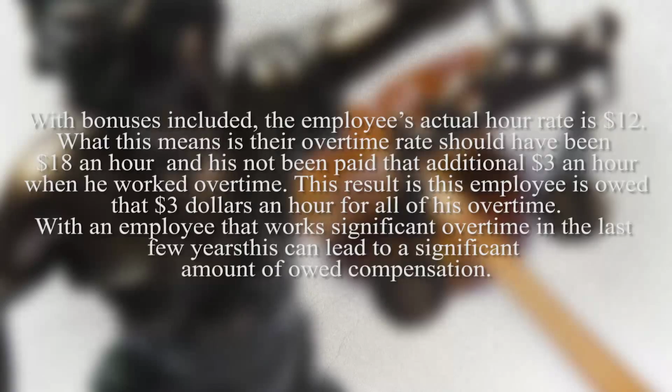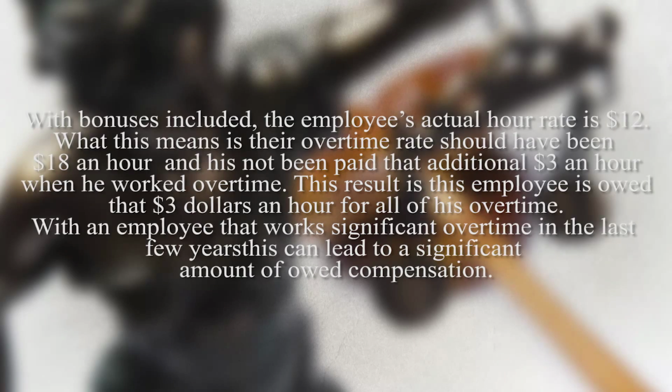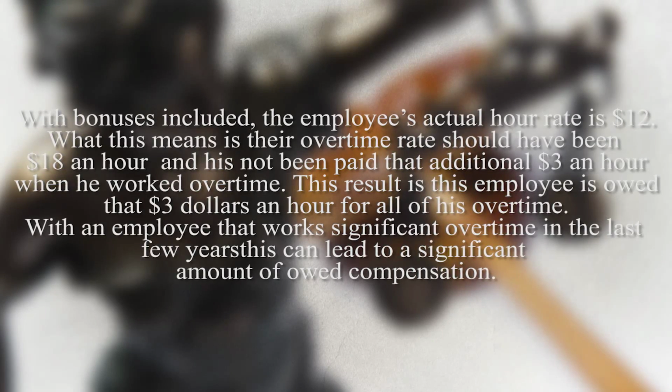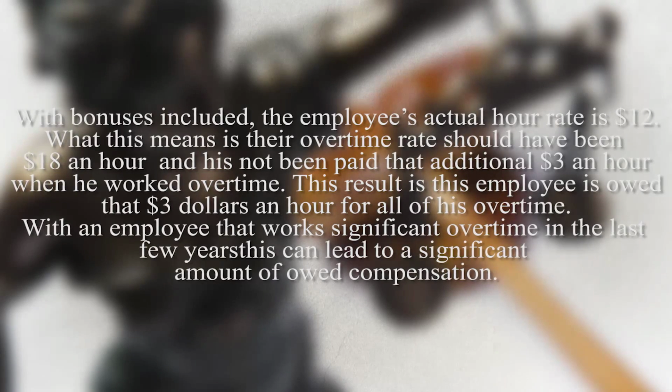but if you really add up all of those other bonuses that you get and all those other perks, those are really income, and that should be included on your base rate. So instead of making $10 an hour, you really did make $12 an hour. So instead of $15 an hour, you should have been paid $3 more an hour. Now you go back 4 or 5 years and you add all those up, and it's a substantial amount of money owed.